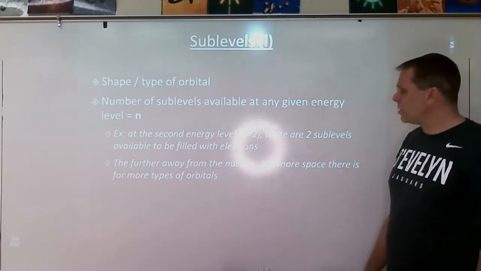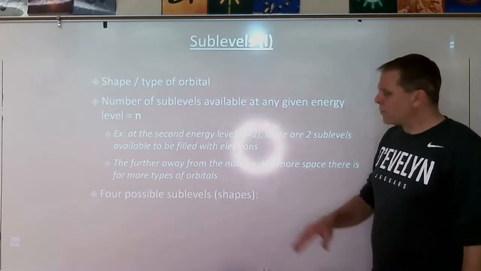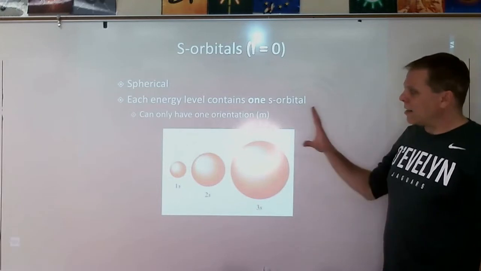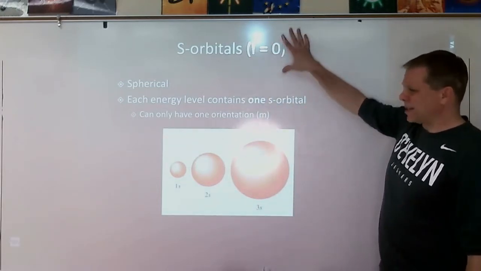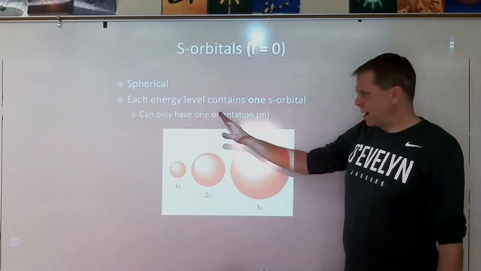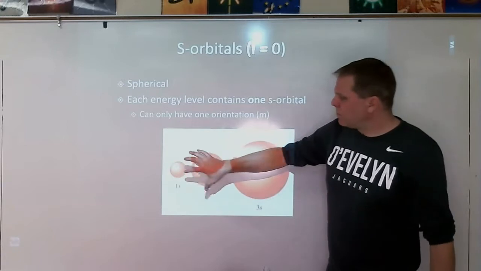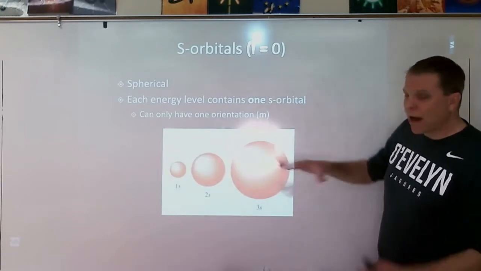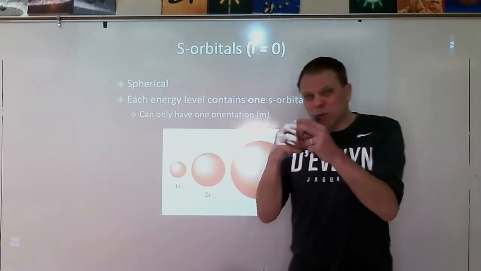Further away from the nucleus you go, the more space there is for more types of orbitals. We have 4 different types of shapes, and here they are. Here's the spherical, okay? And again, it's designated L is equal to 0. Don't worry about the numbers right now. All right, each energy level contains 1 s orbital. You notice how they're getting bigger in size, the bigger average distance, right? So 1s, 2s, 3s. And these things would be stacked on each other.